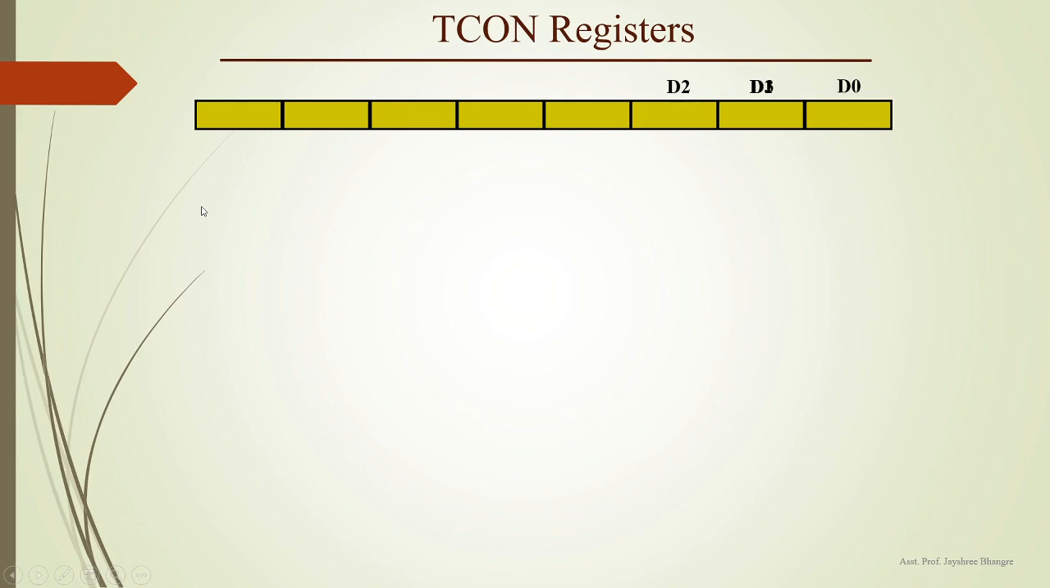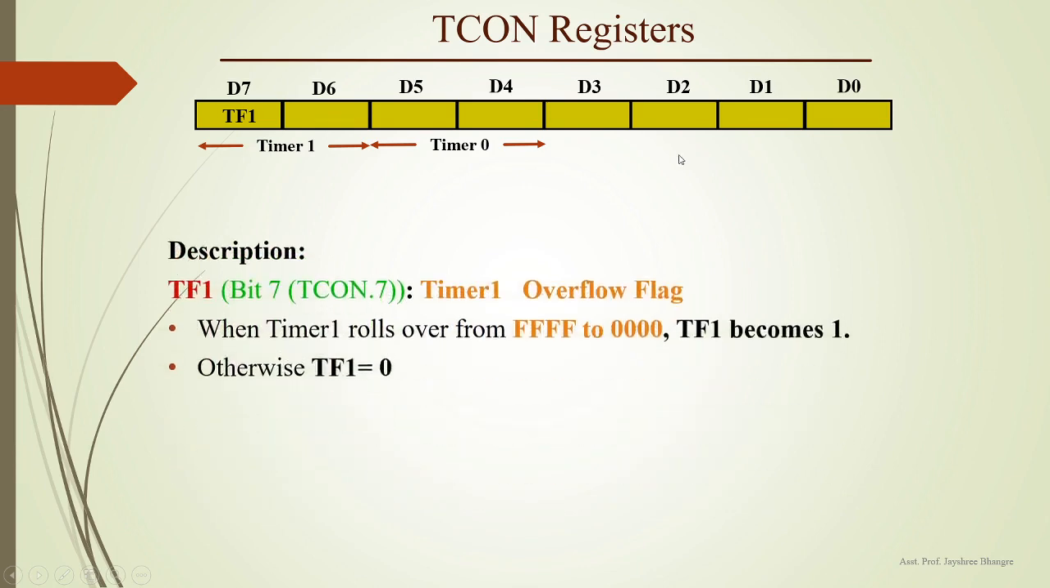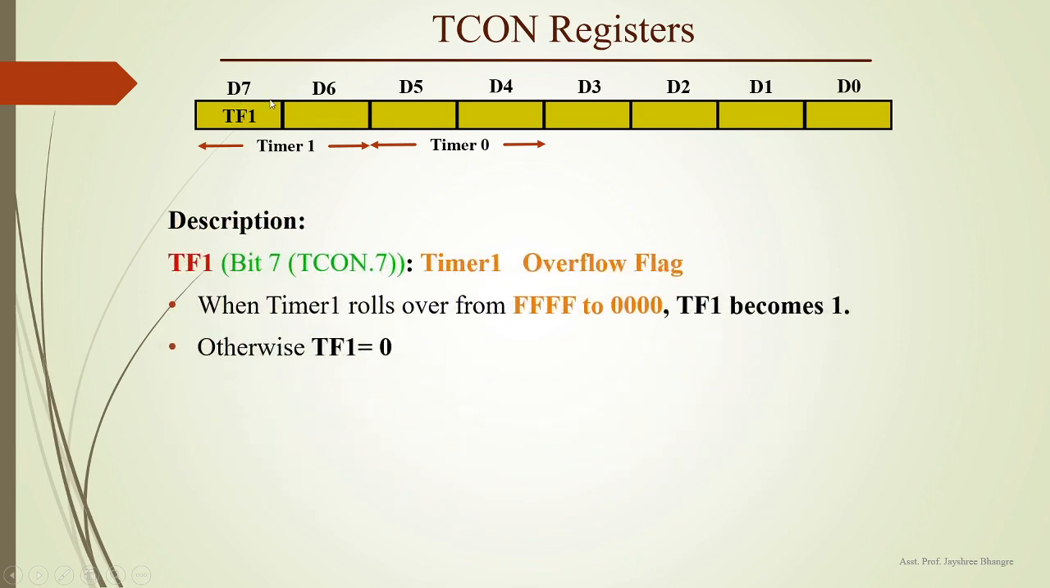TCON register, that is the timer control register. It is an 8-bit register, and the upper 2 bits D7 and D6 are used for timer 1. TF0, TR0, these bits are used for timer 0, and the lower 4 bits are used for interrupts. So let's see these bits one by one.